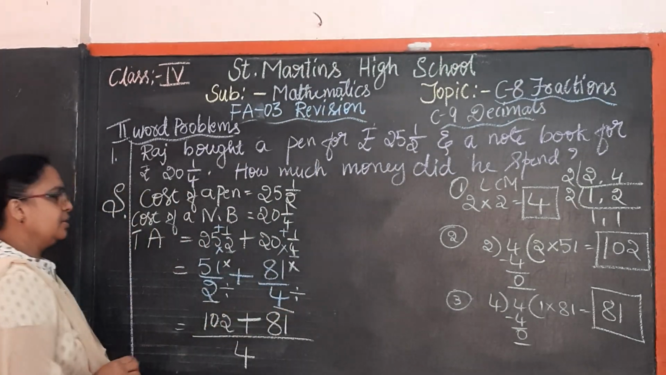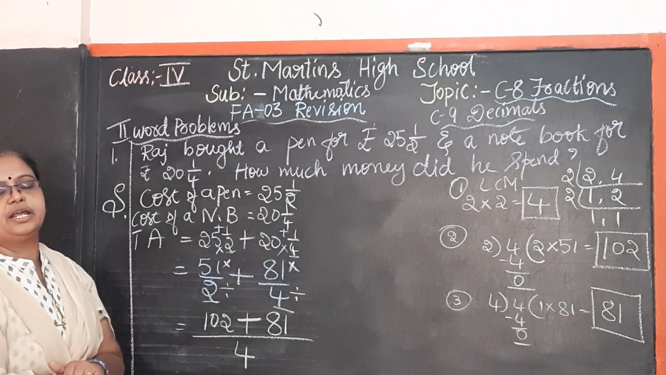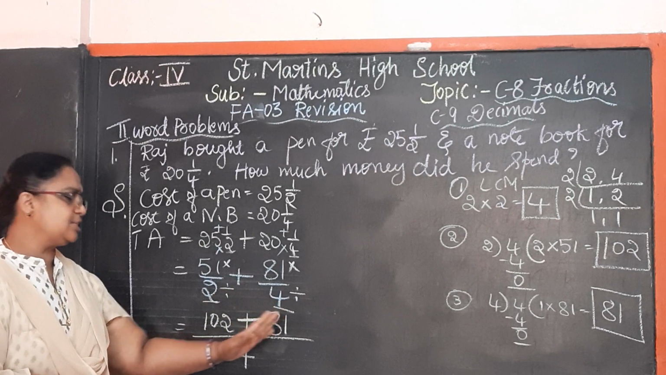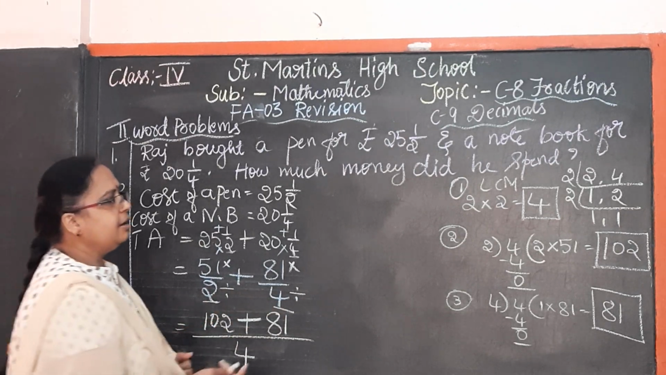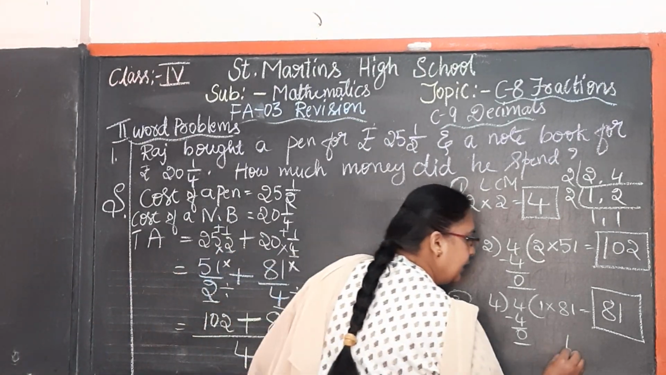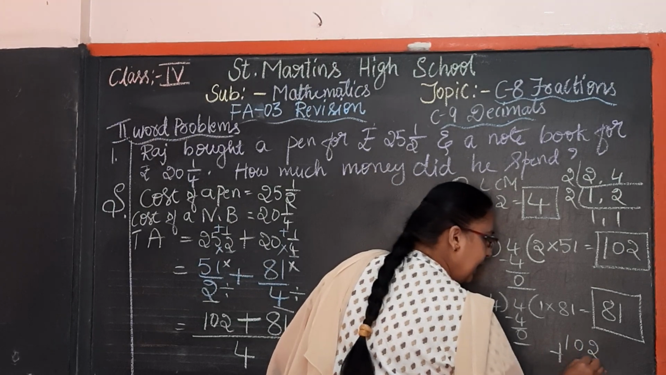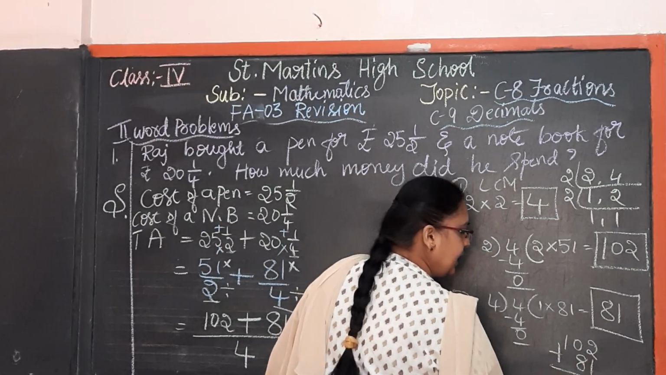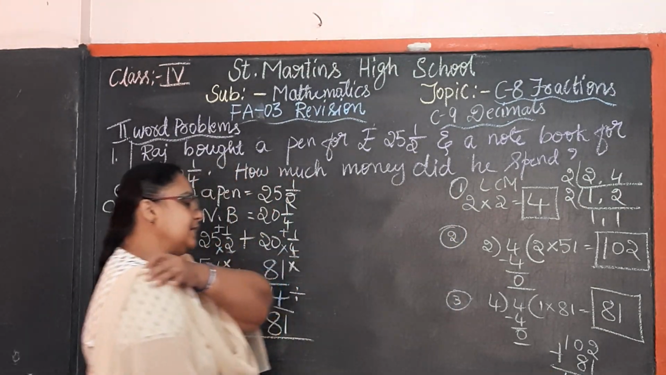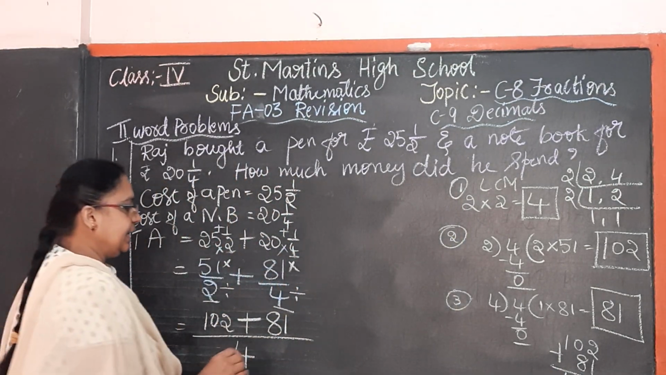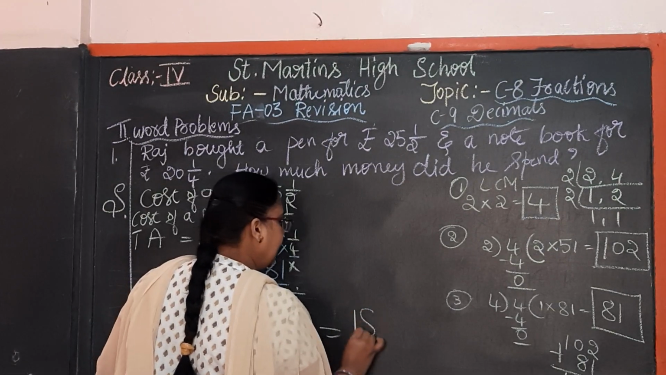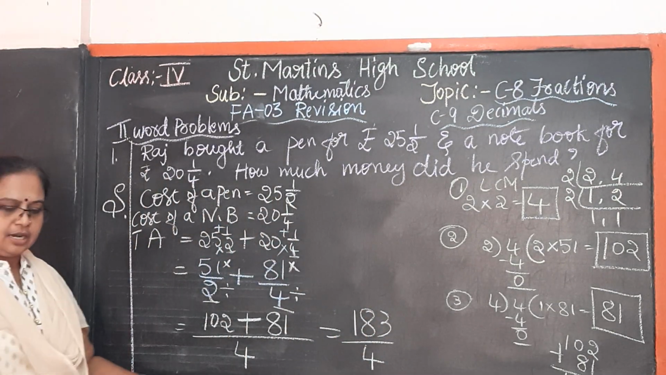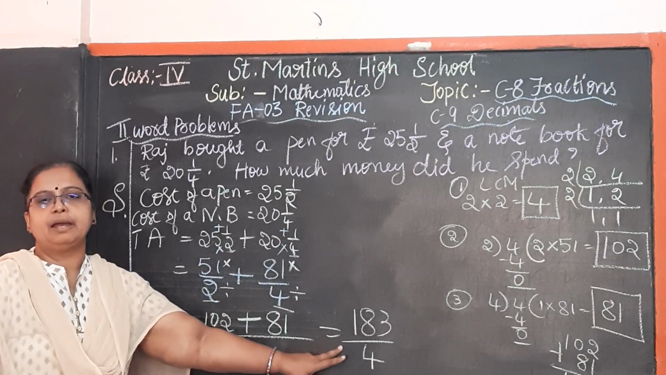81. Yes. After solving the 3 steps, next we have 102 plus 81. We have to add both. 102 plus 81, we shall write here, children. Add this. 2 plus 1 is 3. 0 plus 8 is 8. And here 1. What did we get as the answer? That is 183 by 4. Yes, children, we got the answer 183 by 4.